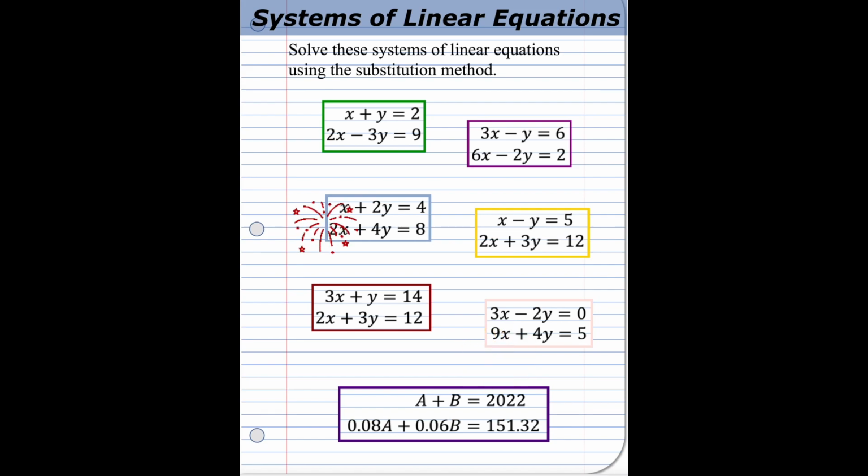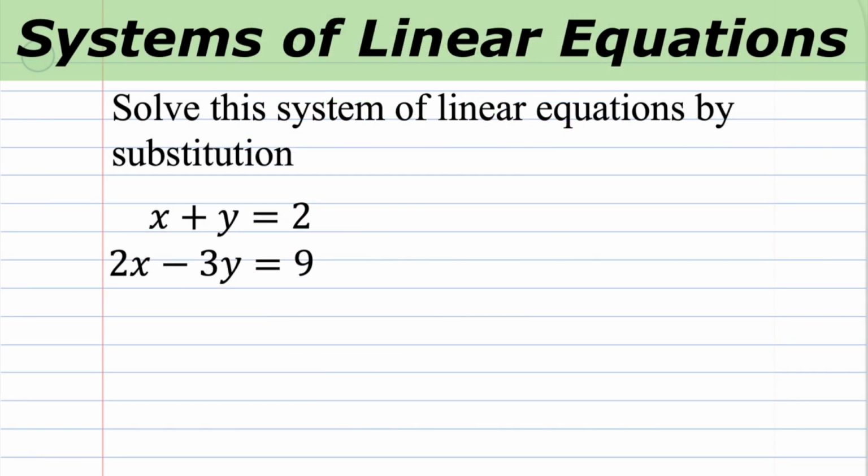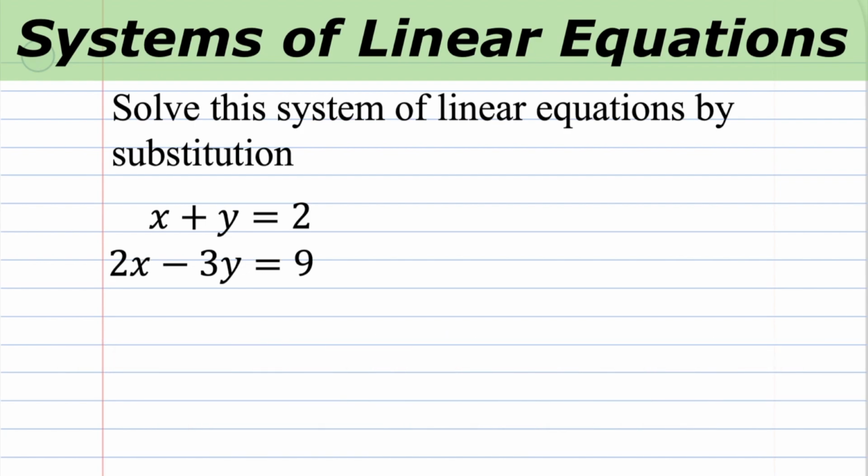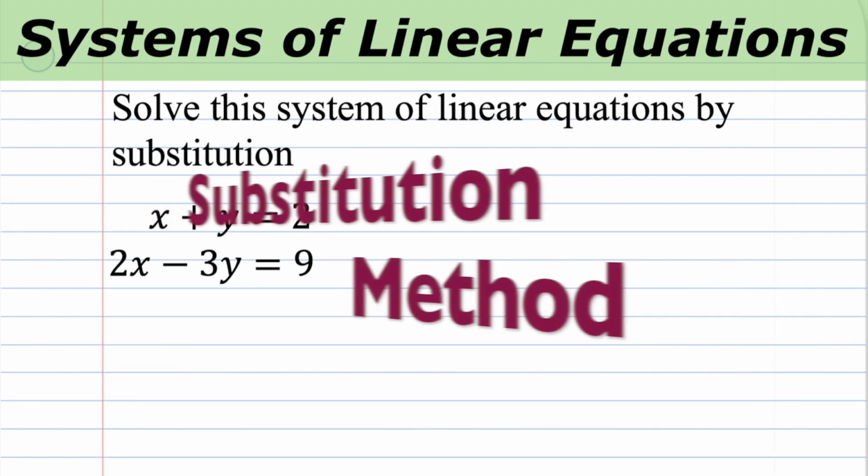7 examples, lucky 7. Recall that if you have 2 linear equations, you could graph each of those equations and find out the intersection point. That would be the solution to the system. However, there are other methods. This method is called substitution.